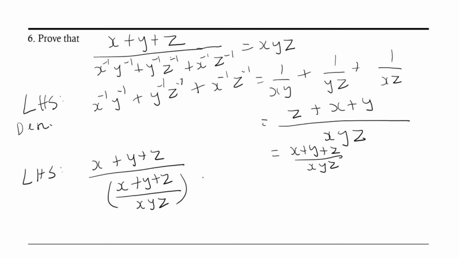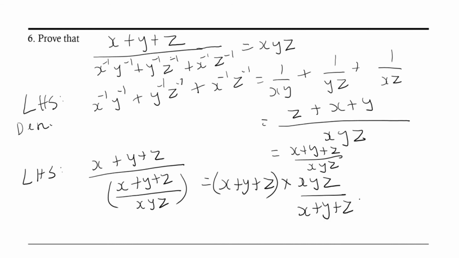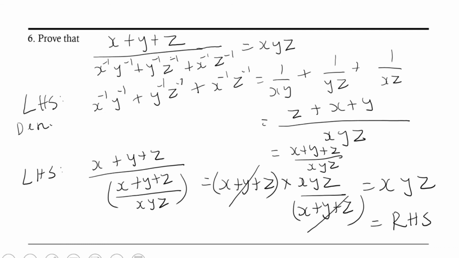So this is equal to x plus y plus z into xyz divided by x plus y plus z. While bringing this to the numerator, xyz comes in the numerator and x plus y plus z remains in the denominator. So these two terms cancel out and we are left with xyz, which is the right hand side. Okay, I hope this is clear.